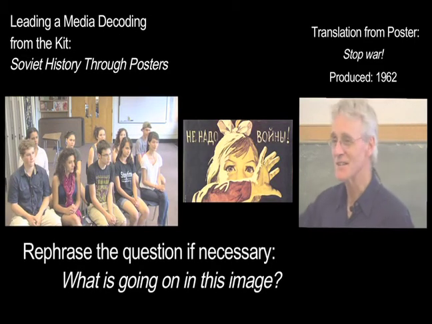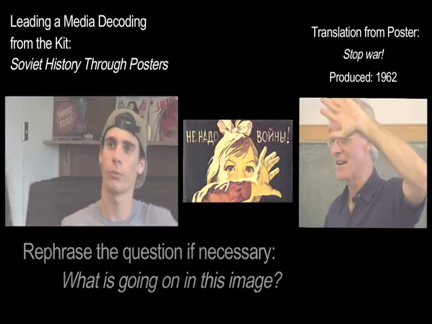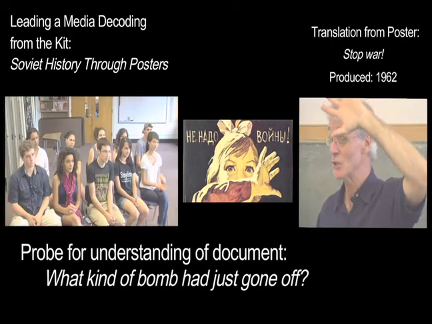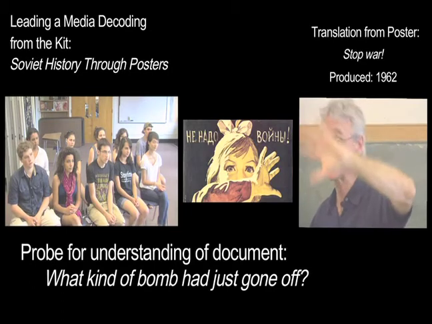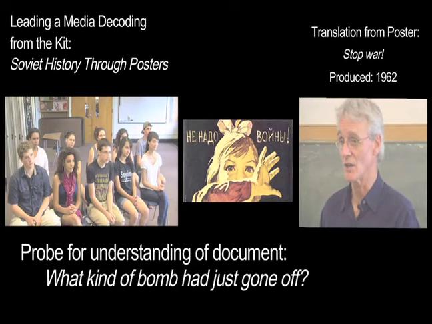What's going on in this image? It looks like a bombing of something. It's like shielding yourself from this bright light. What kind of bomb may have just gone off? A nuclear bomb. A nuclear bomb, possibly, judging by the bright light and the shielding of herself, and a statement about the tensions between the Soviet Union and the US.